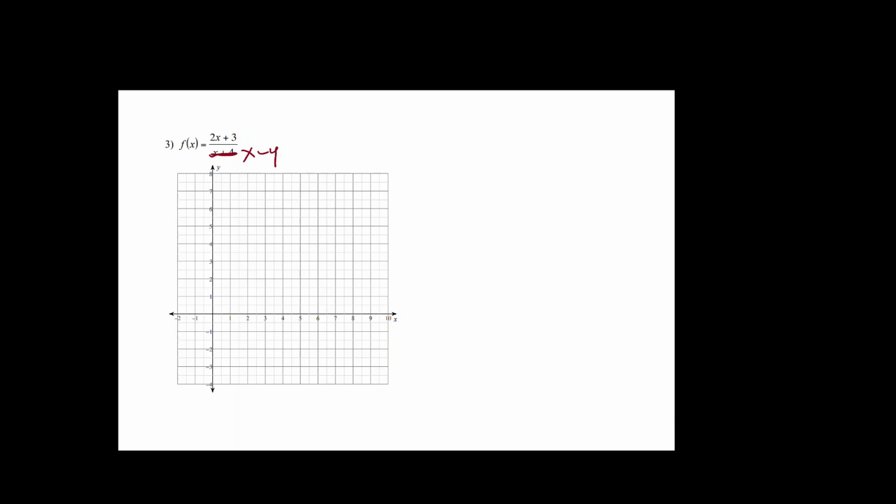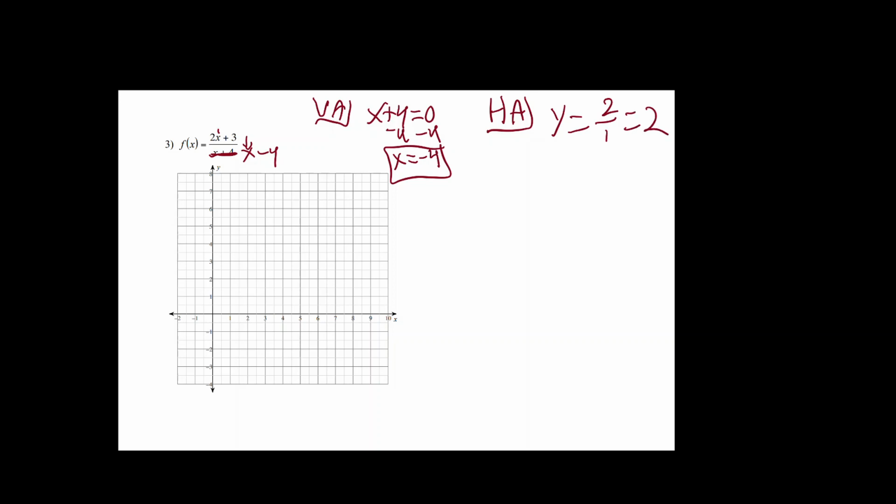So still start off the same way. Find our vertical asymptote. We have x plus 4 equals 0. Subtract 4 from both sides. X equals -4 there. So now we move on to our horizontal asymptote. And this, because it's x to the first over x to the first, that means you take your leading coefficients. What number's in front of that first x right there? What number's in front of that x right there? The numerator is 2. The denominator is 1. So you have a horizontal asymptote at y equals 2.